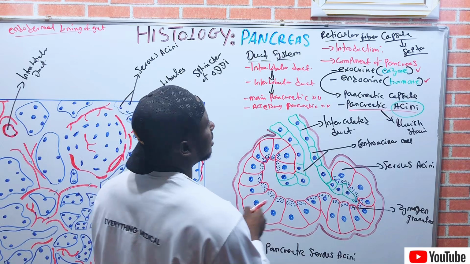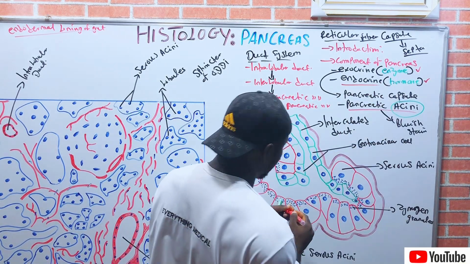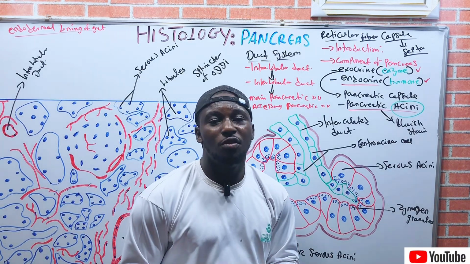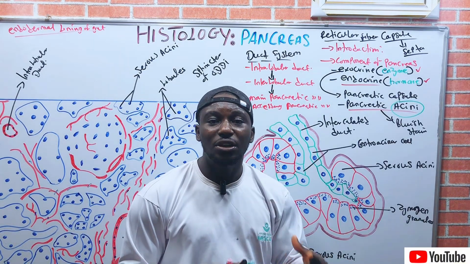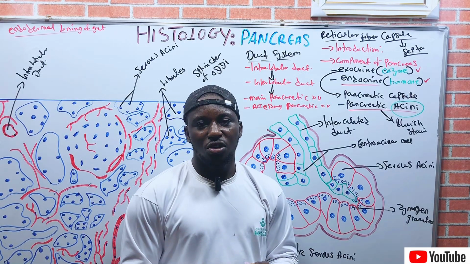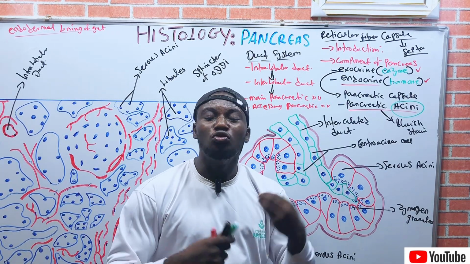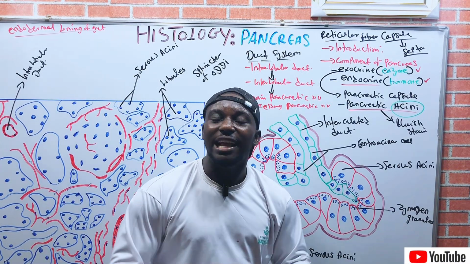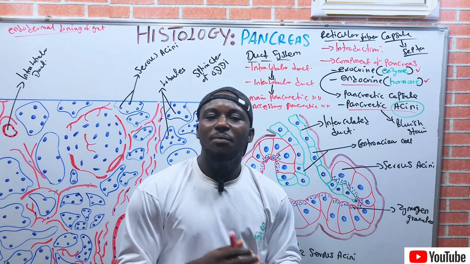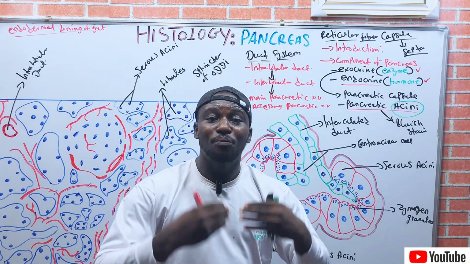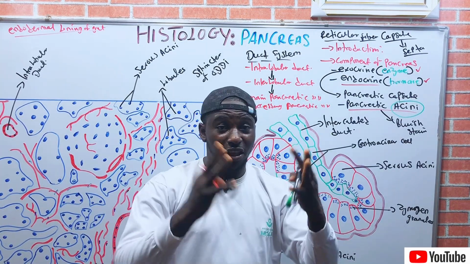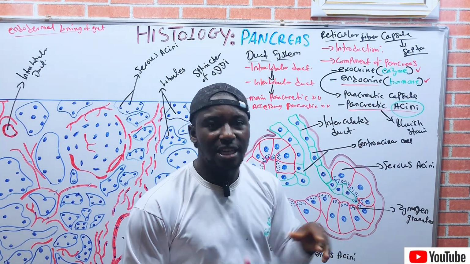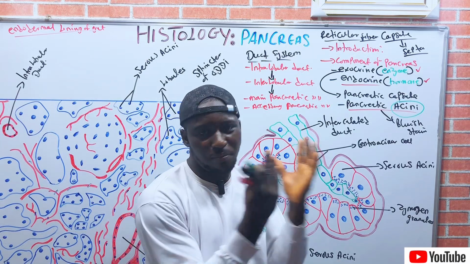Now, this endocrine component of the pancreas appears in the form of numerous rounded collections of cells, which are embedded within the exocrine part of the pancreas. That is why the exocrine part forms the main bulk of the pancreas, because each endocrine component is just like a small segment of the pancreas.